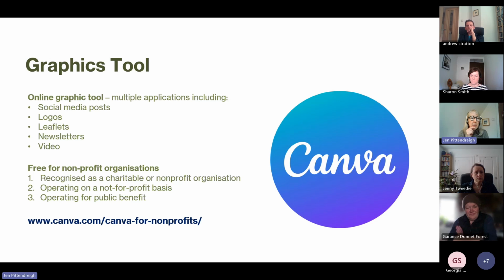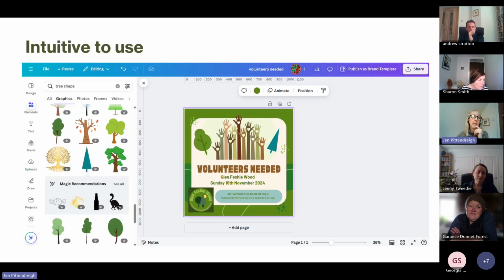So that's the web address if anybody's interested in finding out more about Canva. The reason I'm touching on it first is I use Canva for practically everything I do, so I find it hugely useful. It's intuitive to use. So I thought I'll give you a quick look at what you can do with it.